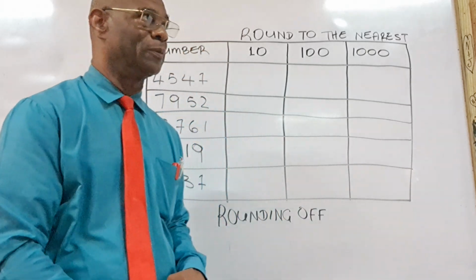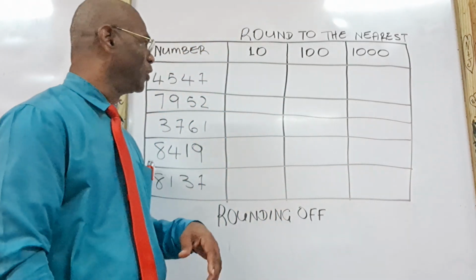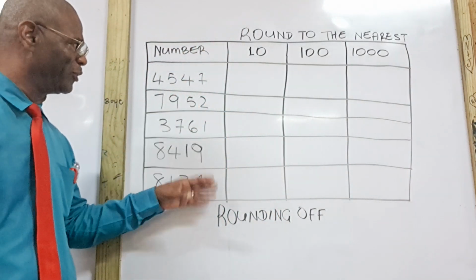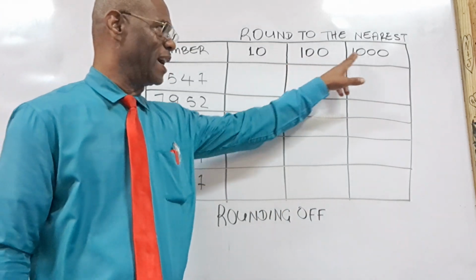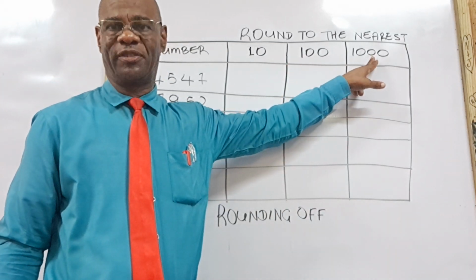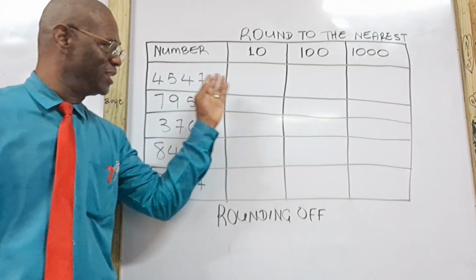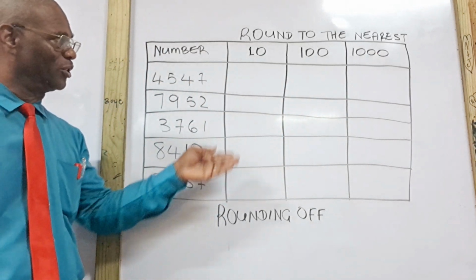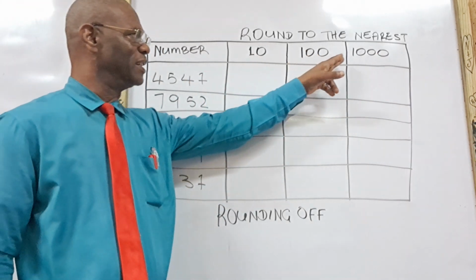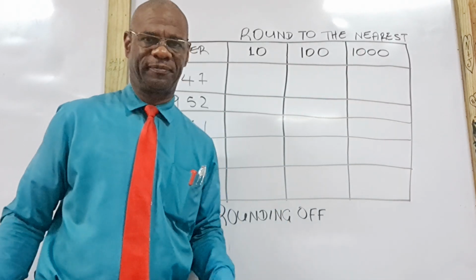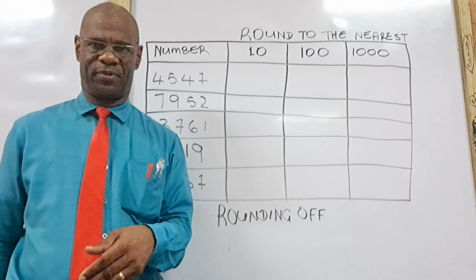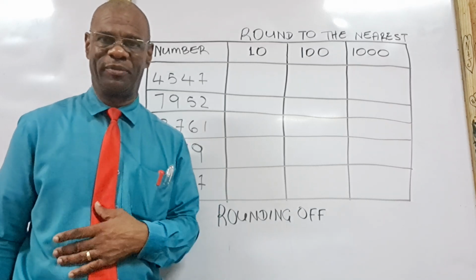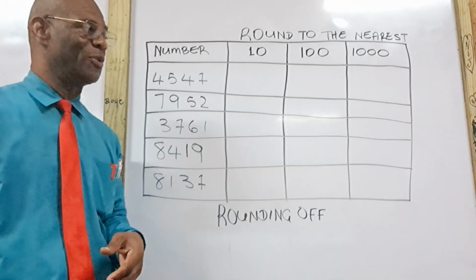We are going to be looking at these numbers here and we are going to round them to the nearest 10, 100, and 1,000. So we're going to round these numbers to the nearest 10, nearest 100, and the nearest 1,000. Now, when we are rounding a number up or down, let's say we're rounding it to the nearest 10.